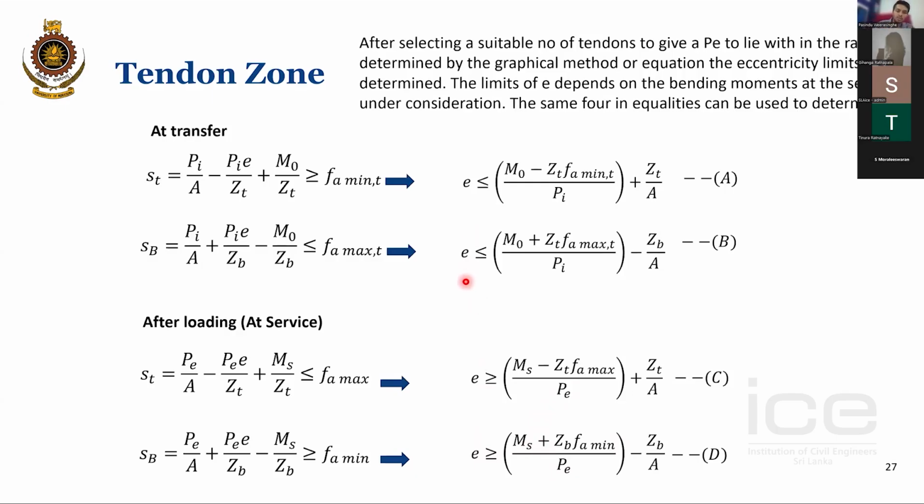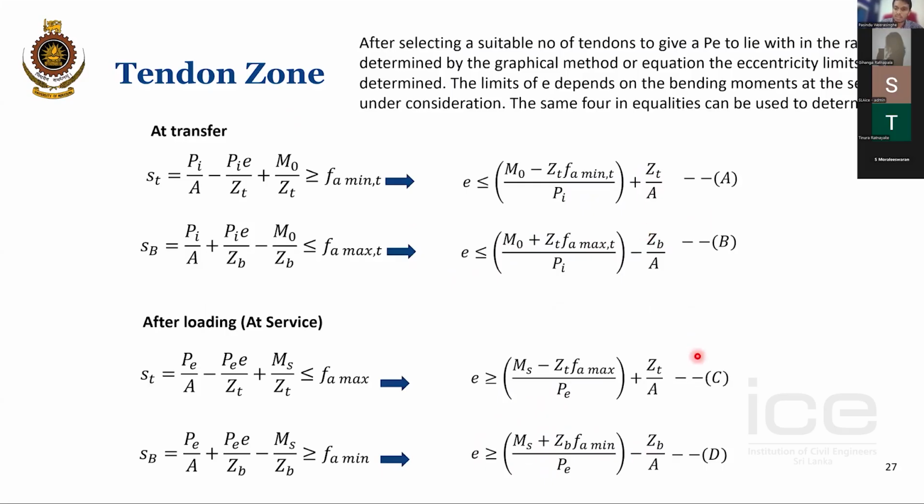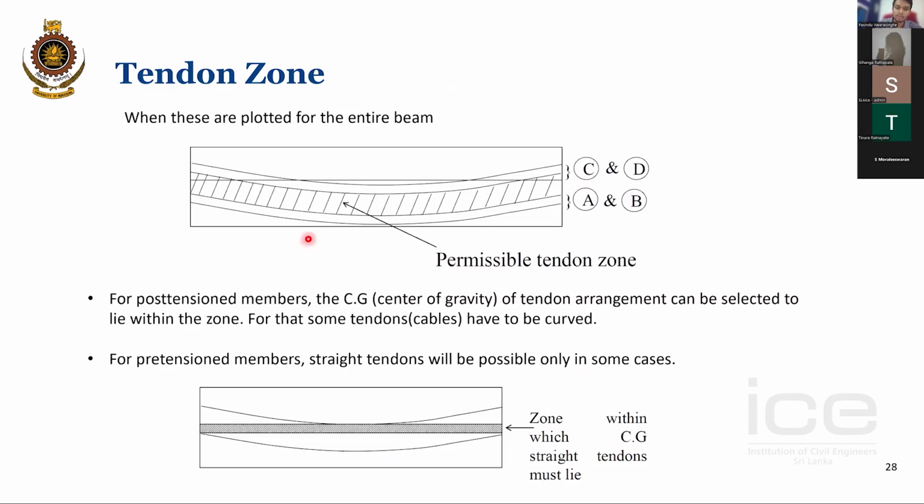So the purpose of doing this is, these A, B, C, D inequalities can be checked throughout the beam. So A and B will be the lower limits and C and D will be the upper limits of the eccentricity. So that means your tendon should lie within this dashed region.